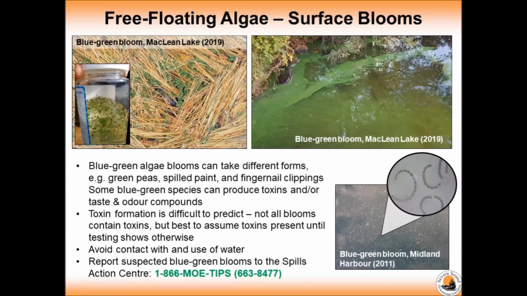And some of these species can produce toxins or taste and odor compounds. It's very difficult to tell just based on looking at a bloom whether toxins would be present. They're not always. Sometimes you can see a really dense looking bloom and there's actually no or very little toxin concentration. But it's best to assume that toxins are present until testing shows otherwise. So you need to avoid contact with that water and use of the water and report it to the Spills Action Center, the phone number given below there. And we'll go through those steps to take later in the presentation as well.